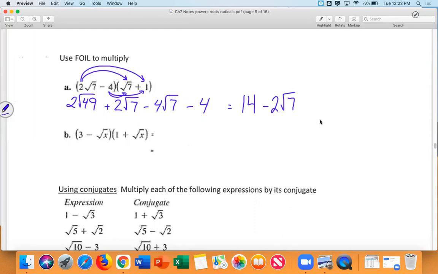Jay, you still with me? And then at the end, I have a minus 4. So it's just going to be 10 minus 2 root 7. Everybody see how I was able to get to that answer?